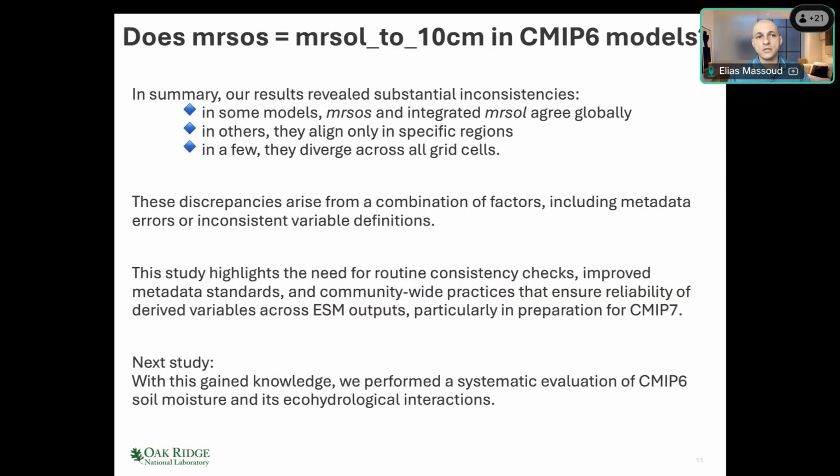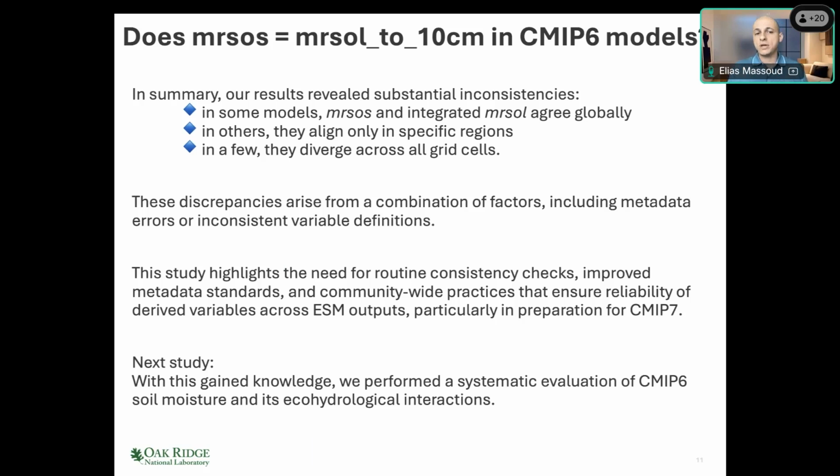So in summary for this study, we diagnosed whether integrating soil moisture gives us the right value for the variable they give us, which is MRSOS. And we see that there's some discrepancies in some models and in some grid cells. And these discrepancies can arise from various factors, such as metadata errors. And so the study really highlights this need for routine consistency checks, not just for soil moisture, but this could be the case for other variables, whether in the ocean domain or the atmosphere, where an integrated value or a derived value is reported, we want to make sure there's consistency in what is being reported, especially in preparation for CMIP7.